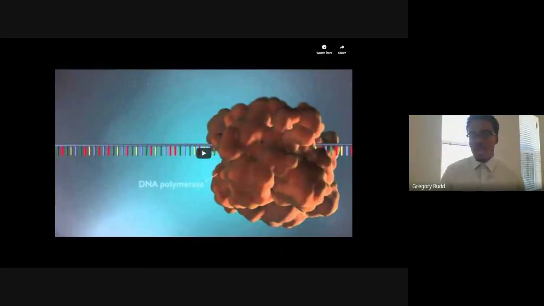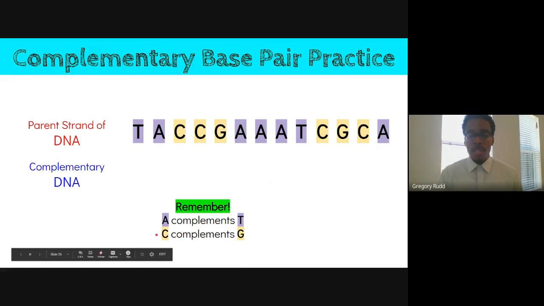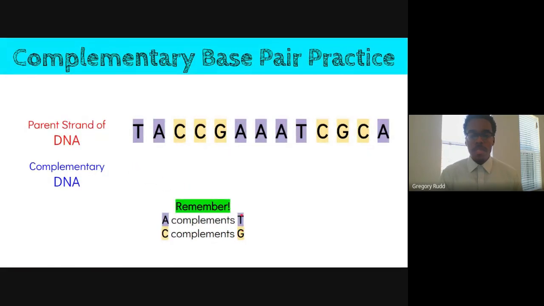Okay, so let's practice very quickly. If I've got a strand of DNA that reads T, A, C, C, G, A, T, C, G, C, A, can you all tell me what the complementary strand will read? Keep in mind, A complements T and vice versa. C complements G and vice versa. So meaning T also complements A, G complements C.